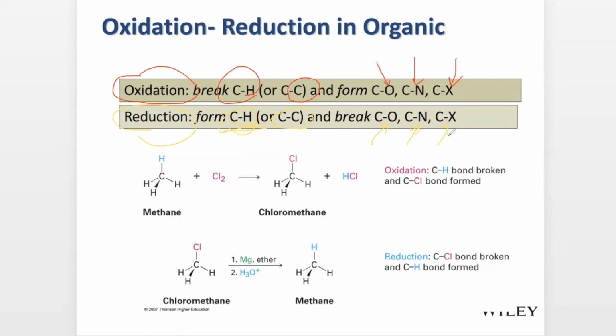Reduction, on the other hand, is forming bonds to H or to C and breaking those bonds to oxygen, nitrogen, and/or a halogen. One example shown here is methane, and we're adding to the methane a Cl2. We end up with chloromethane as our product. And so we have taken away an H bond to that carbon. We have added to it an electronegative atom, which means that this overall reaction is an oxidation reaction.